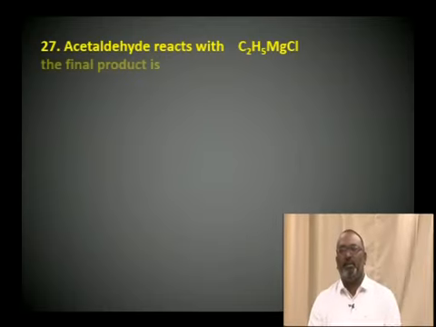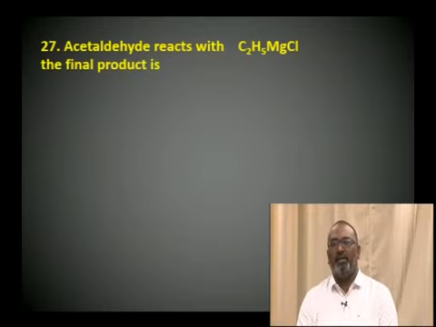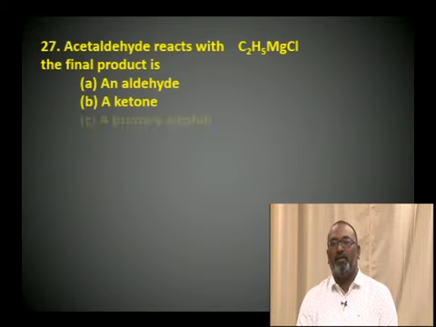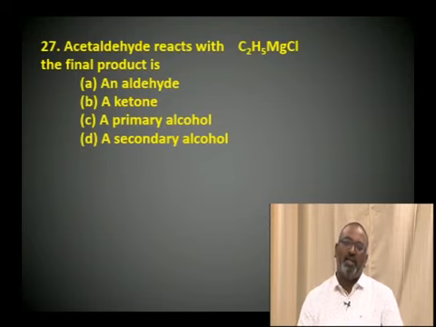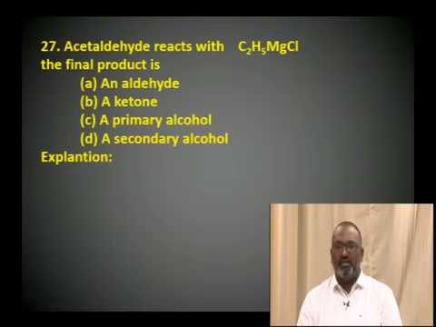Question number 27. Acetaldehyde reacts with methyl magnesium chloride. The final product is an aldehyde, a ketone, a primary alcohol, or a secondary alcohol. Always when aldehydes and ketones react with a Grignard reagent, it is followed by acid hydrolysis, because to end the reaction, we have to see that it is ended with acid hydrolysis.